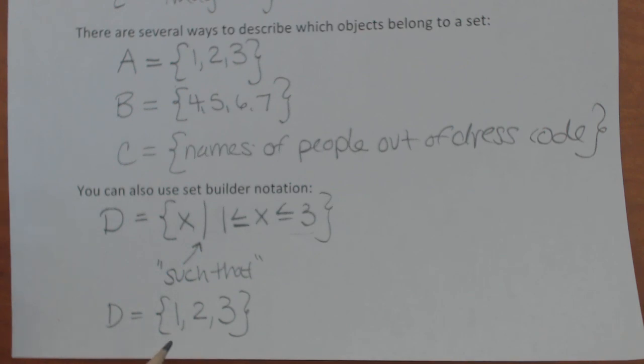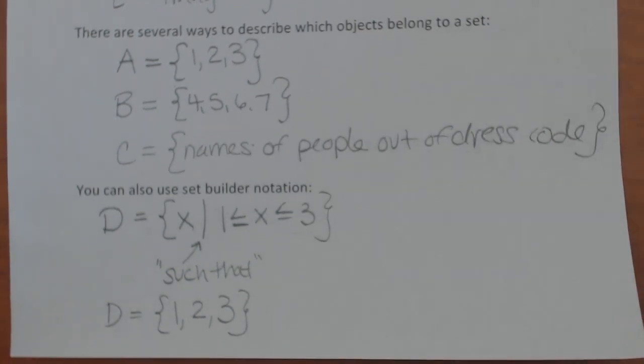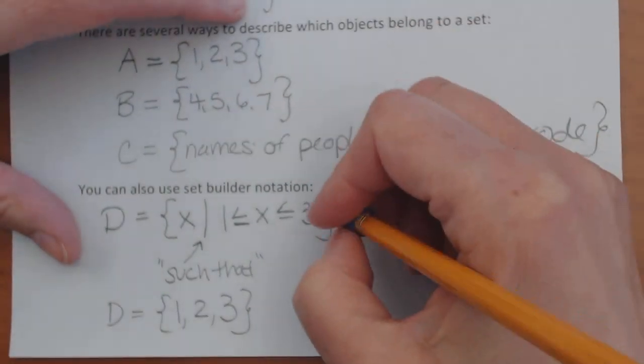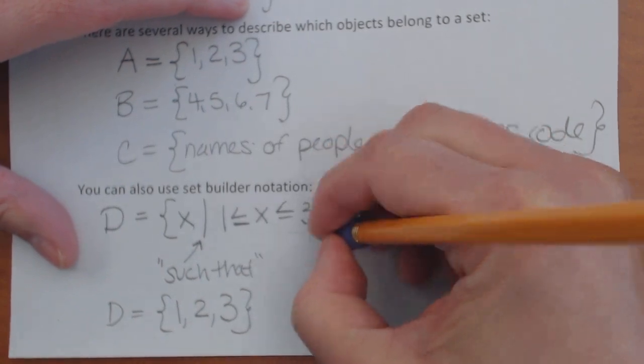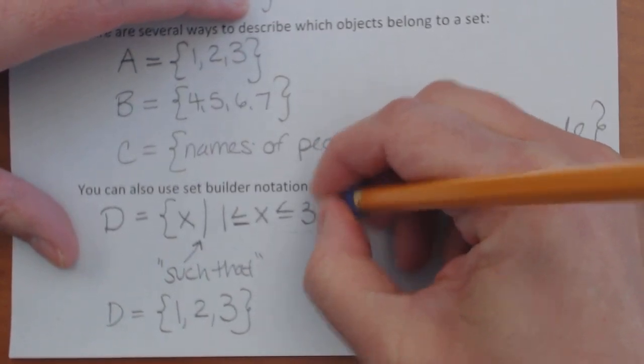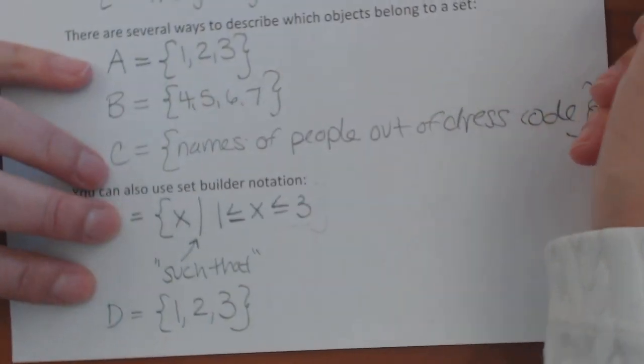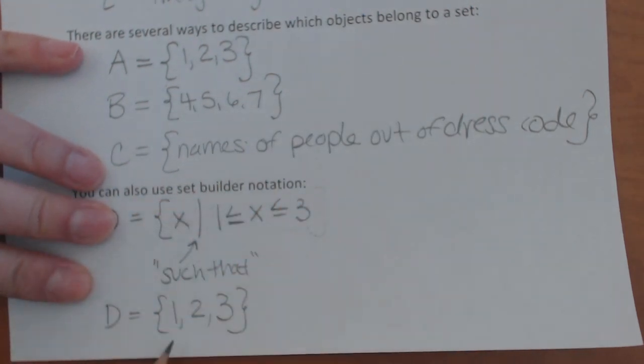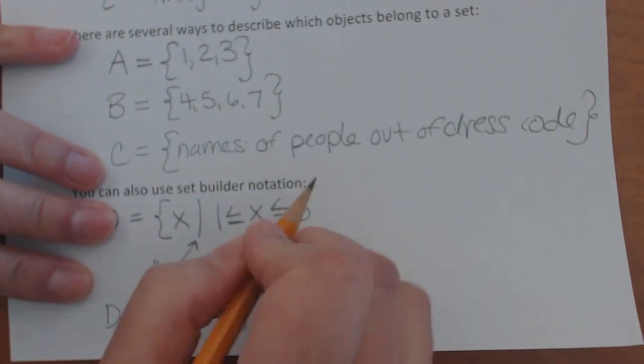Now here's the thing. You could include fractions. So there are going to be more, I'm going to add to the set builder notation. I didn't want to overwhelm you. Because how about 2.5? 2.5 is in between 1 and 3. So let's say that I'm going to stick with positive integers.